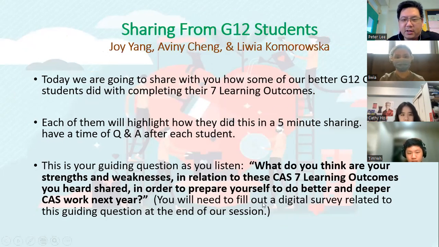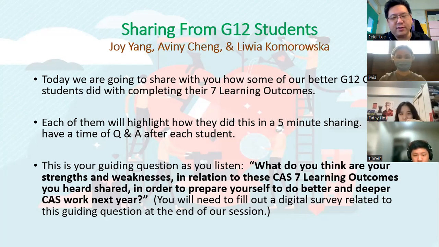So we're going to have some sharing from our G12 students who actually have done very well with their CAS, and they're going to be sharing some of their 7 learning outcomes that they did well in and what it looked like, how they did that, and how they felt and thought as they were doing and accomplishing these 7 learning outcomes. Also, up to this point, it's been sort of conceptual. So they'll be sharing some of the activities and experiences that they did related to C, A, and S in order to gain these 7 learning outcomes.